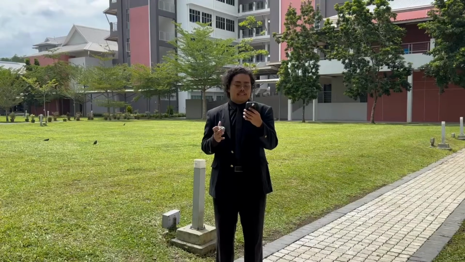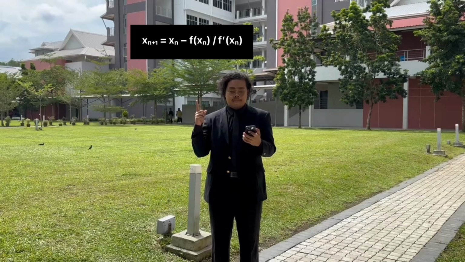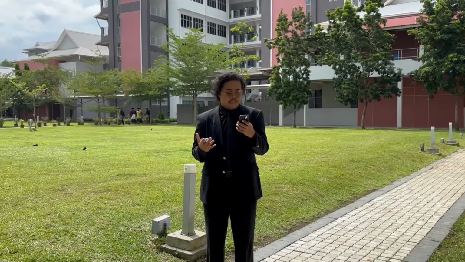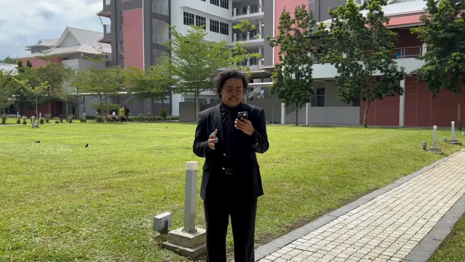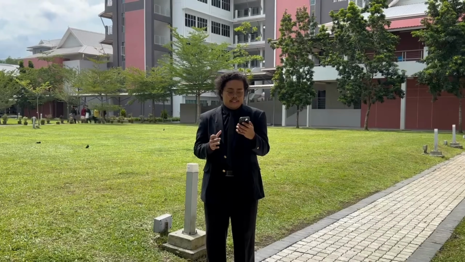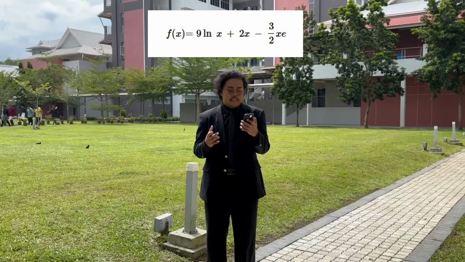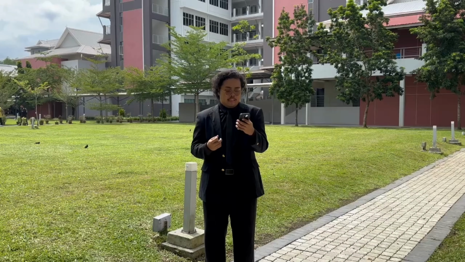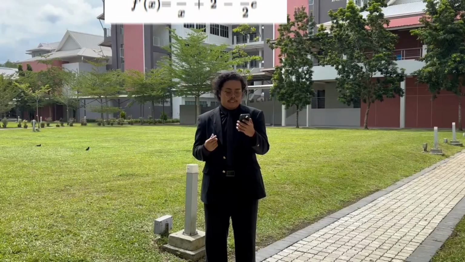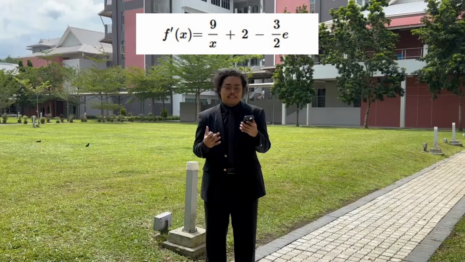First, we need to understand the Newton-Raphson method. It is an iterative numerical method used to find roots of real-valued functions. We need a function f(x), its derivative f'(x), and a starting guess for x. For this function, I will simplify 3 ln x^3 to 9 ln x. So the function becomes f(x) = 9 ln x + 2x - 3/(2xe). Then I calculate the derivative, which is f'(x) = 9/x + 2 - 3/(2e).